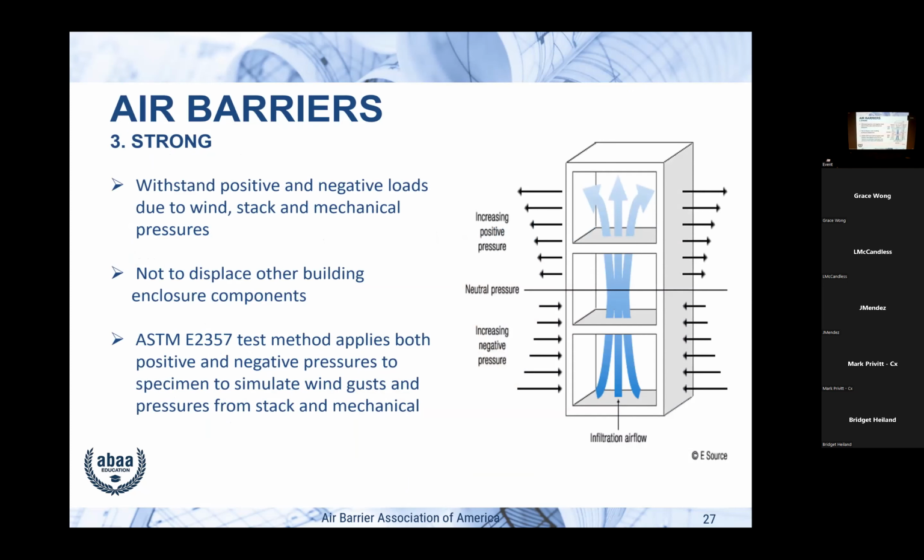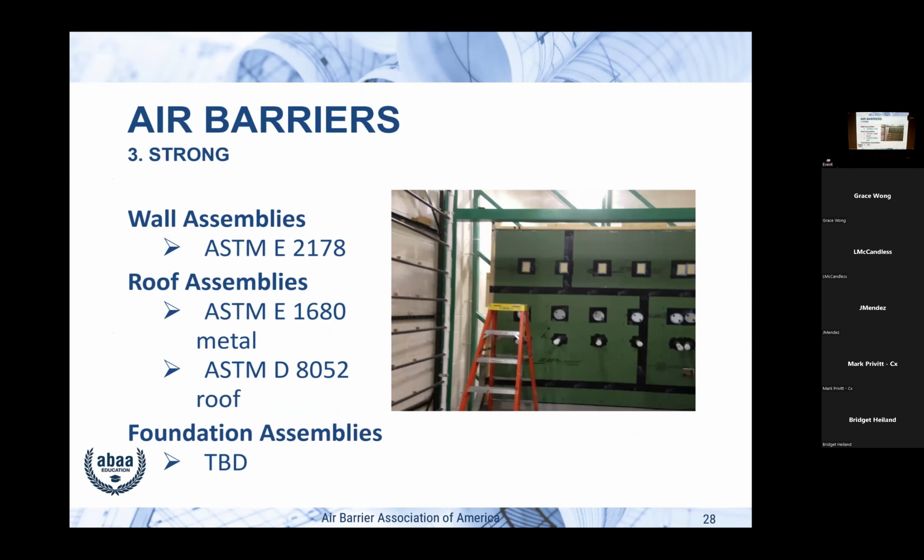And stack effect, we talked about that before. And here's the thing: ASTM E2178 is actually for materials, E2357 is for the assemblies, E1680 is for metal roofs, and D8052 is for built-up roofs. So that is a big improvement. That's just happened, I'm going to say, in the last 2 to 3 years, where we have an assembly test. Again, it gives the contractor doing the roof a fighting chance on how to do the air barrier on the roof.